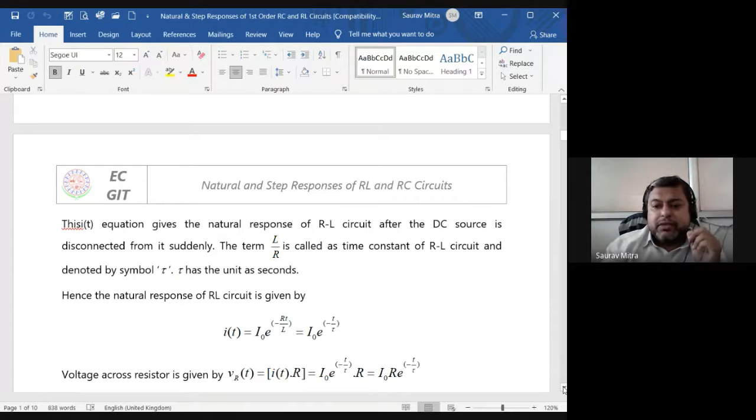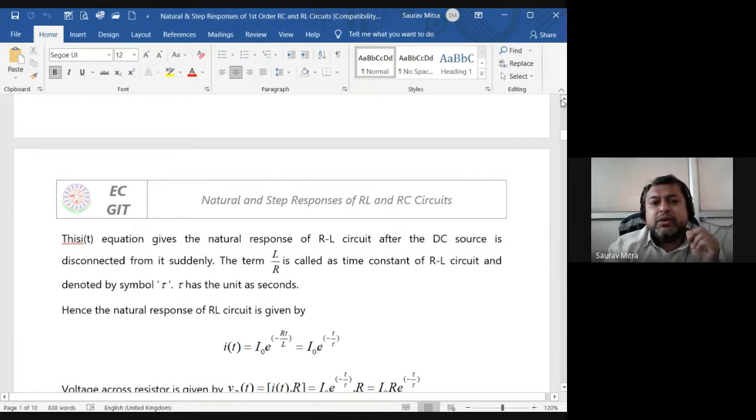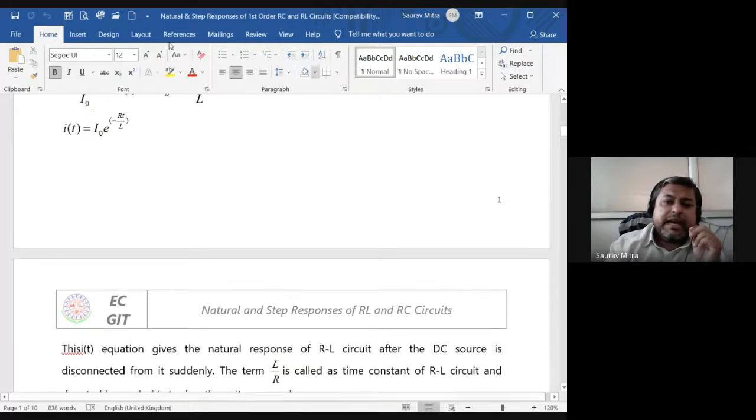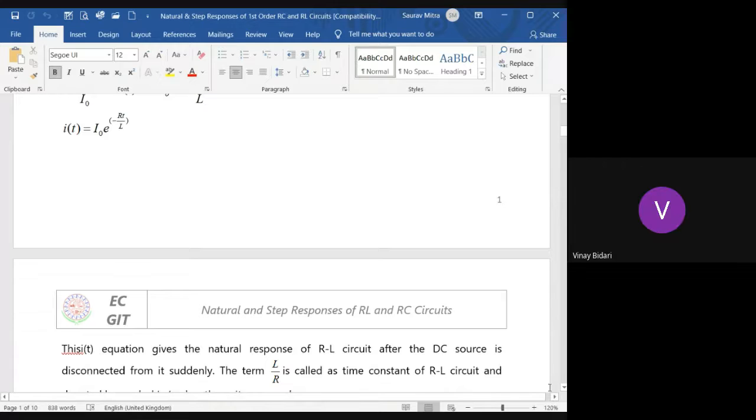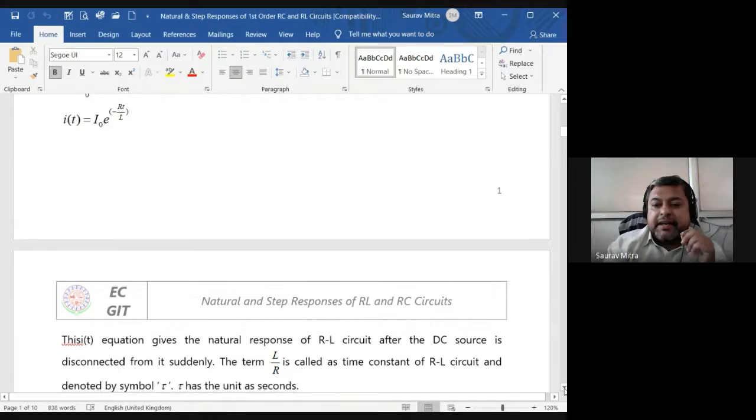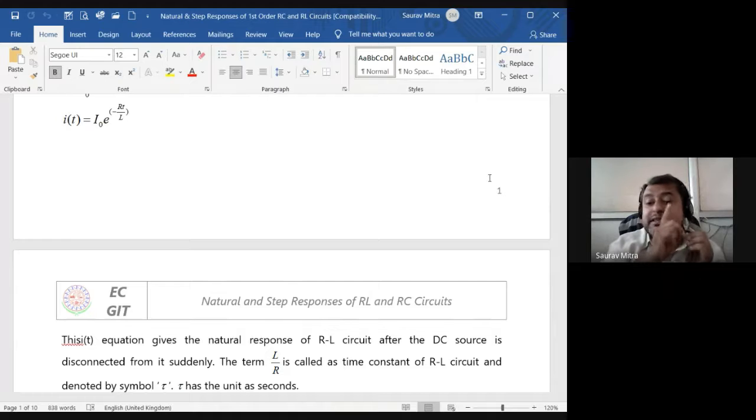So this i(t) equation, whatever was given in the previous page, i(t) is equal to I0. Any idea what I0 is? What is I0 called? It is the current in the transient condition, the current at the starting. What is meant by starting? Whenever you connect the input voltage to the circuit, there is some current build up in the circuit, and after a certain time you suddenly cut the input voltage from the circuit. At that point, whatever current is flowing in the circuit is the initial current.